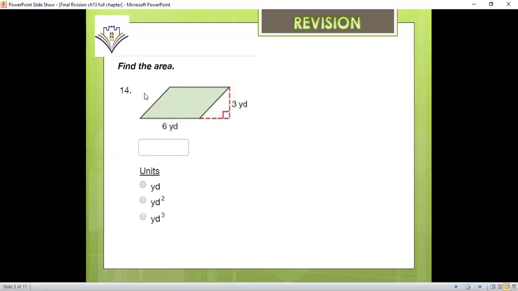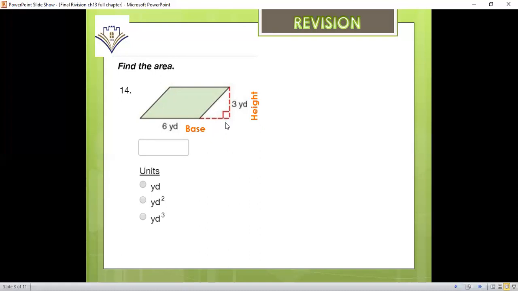Find the area. This shape is a parallelogram. 6 yards is its base, and 3 yards is the height. We told before that base and height are perpendicular and make a right angle.